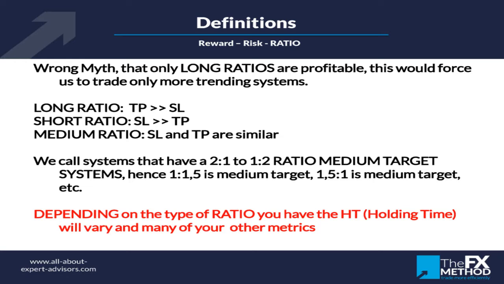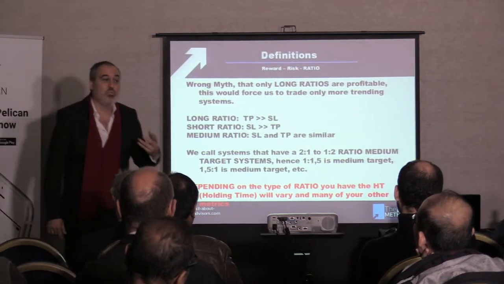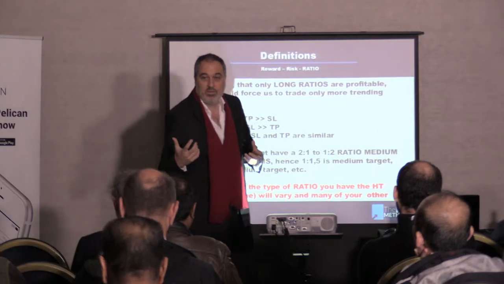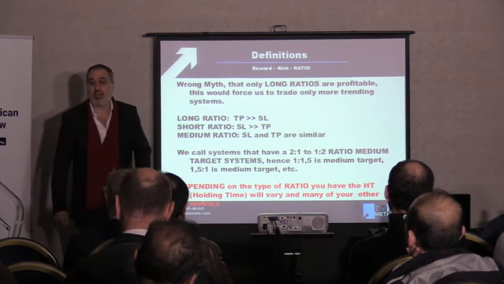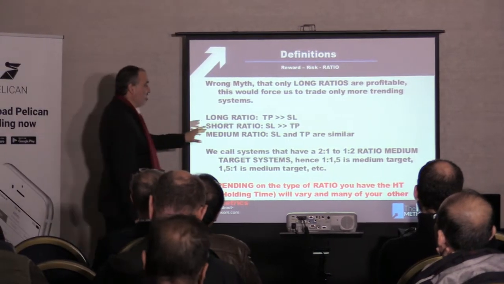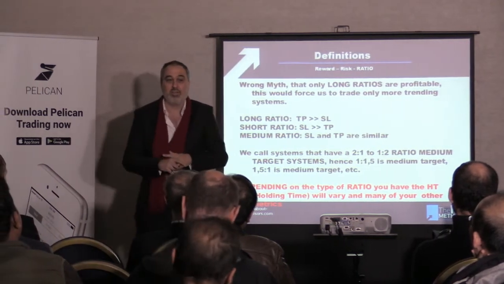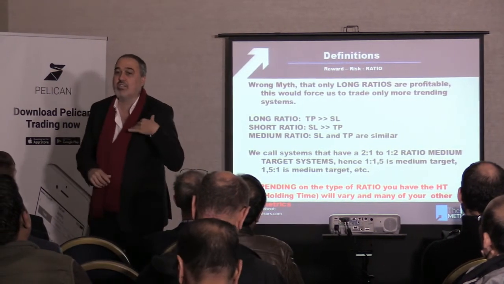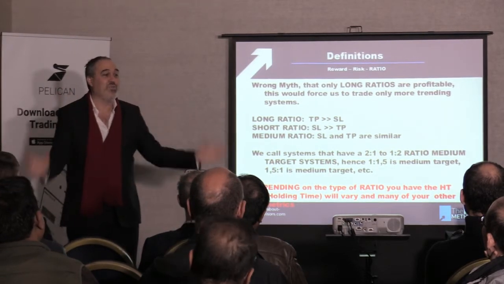So that's a wrong myth. It's a wrong myth that you can only trade long ratios. A long ratio is when the take profit is much more than the stop loss. I should actually write it with a double sign, right? Much more, right? And a short ratio is when the stop loss is much more than the take profit. And there's a set of liars out there that say, well, you know what? I do scalping. I've heard it in London, I've heard it in Italy, I've heard it all over the place.